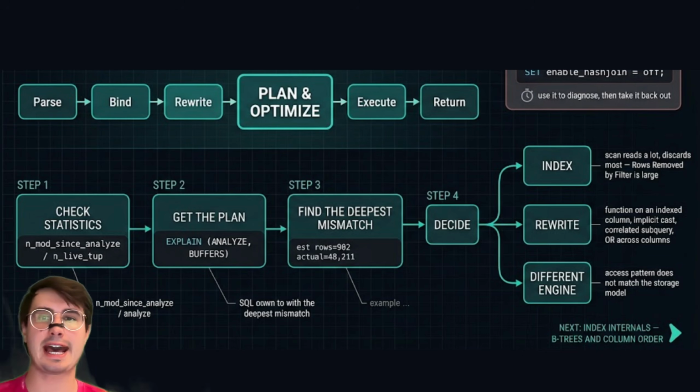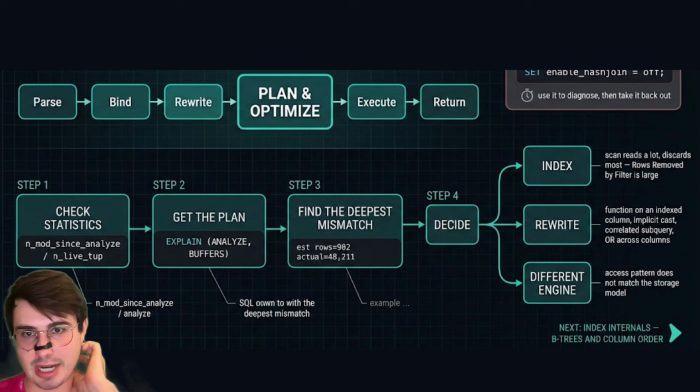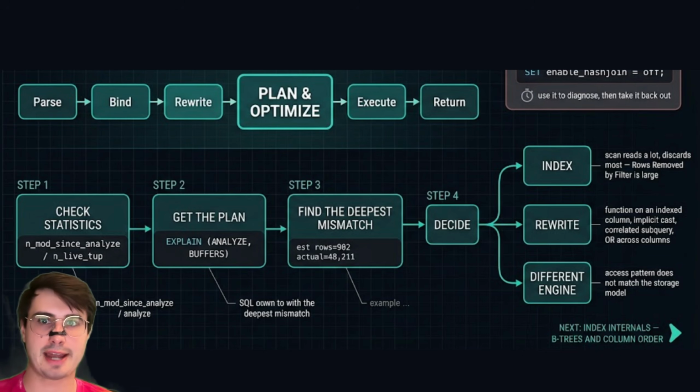So now to recap, right? You've got 6 stages between hitting enter and getting rows: parse, bind, rewrite, plan and optimize, execute, return. Parsing checks grammar. Binding resolves names against the catalog, which is why a syntax error and a column does not exist error come from different places. The optimizer picks among logically equivalent plans by estimating costs from table statistics, and stale statistics are the most common cause of a query that was fast last week and is slow today.